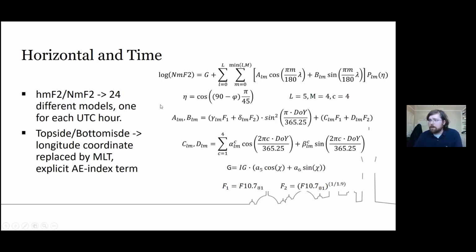In terms of diurnal variability, HMF2 and NMF2 are the peak height and density of the ionosphere, defined as 24 different models, one for every UTC hour. We had 28 million observations and we couldn't fit it on a computer with 68 gigs of RAM, so we decided to split it up into 24. The topside and bottomside models, however, had substantially less data. So what we did is we just switched out this longitude term for magnetic local time and conflated our local time and geographic variability together.